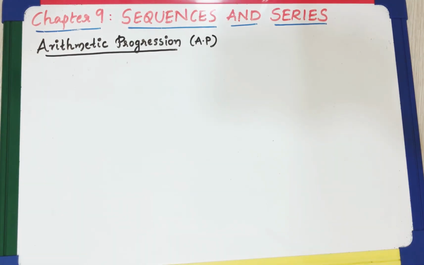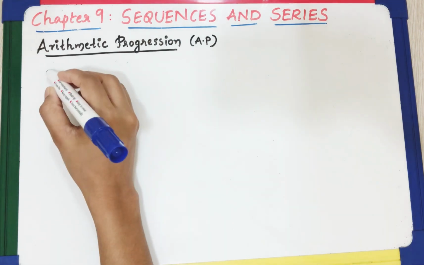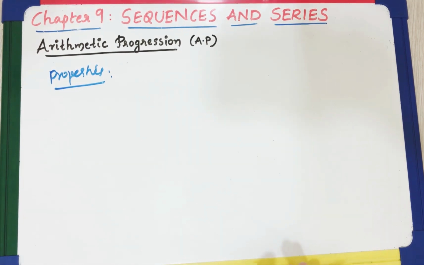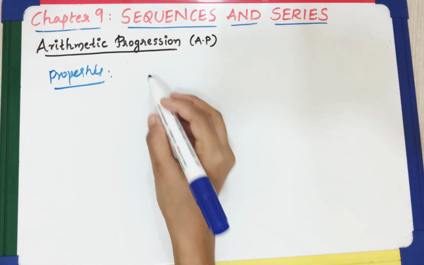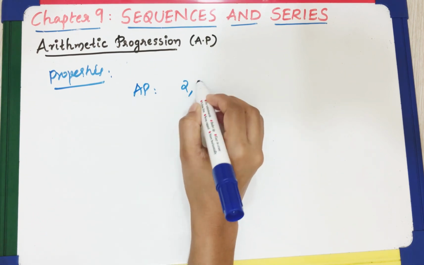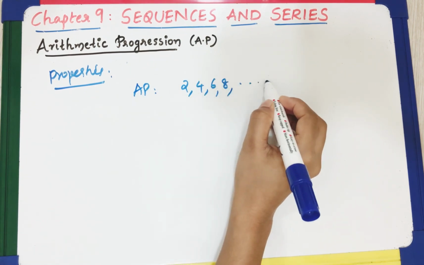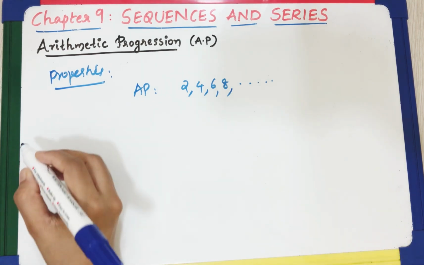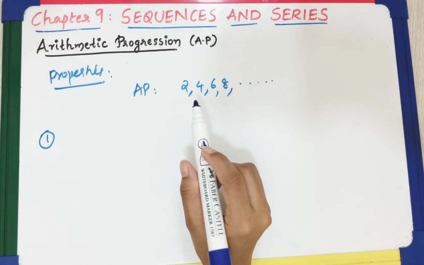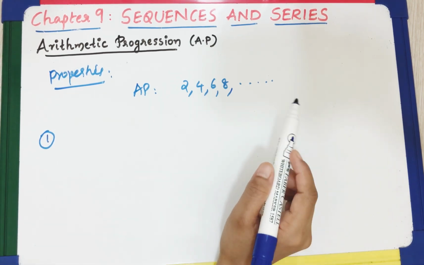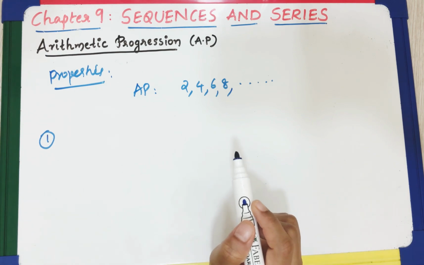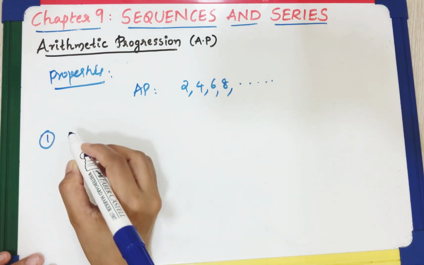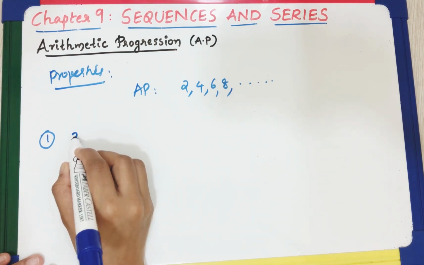Now we can discuss some simple properties of AP. We can discuss them by considering an AP, say 2, 4, 6, 8, etc., the sequence of even natural numbers. The first property is: if a constant is added to each term of an AP, then the resulting sequence will also be an AP. We can add a constant, say 3, to each term.